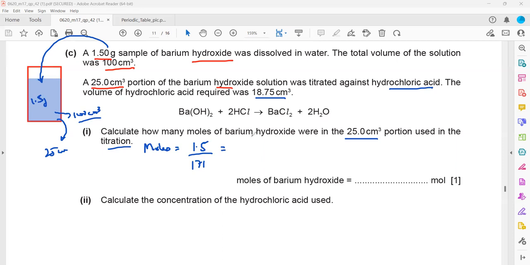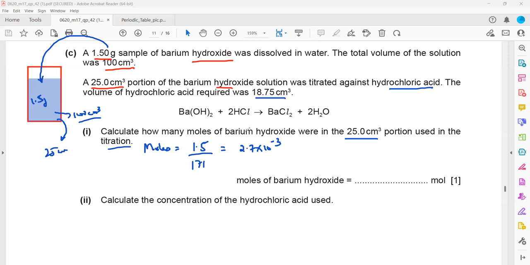What's the answer? 1.5 divided by 171 is 2.77 multiplied by 10 to the power negative 3, or 0.0087.